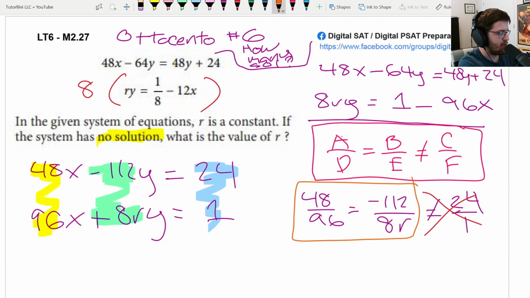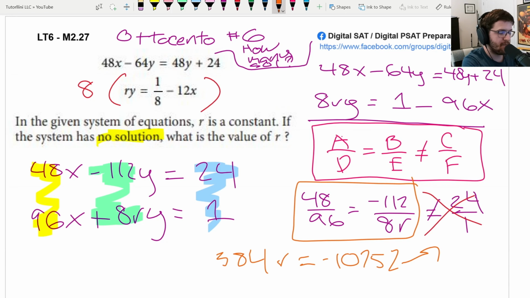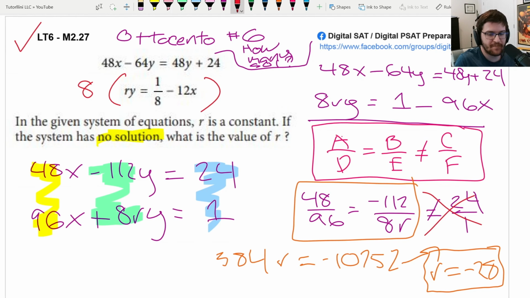And now I'm just going to cross multiply and divide. 48 times 8 is 384r. 96 times negative 112 is negative 10,752. Negative 10,752. And now I'm going to divide both sides by 384 to get r by itself. And I get r is equal to negative 28. And that is the answer. Great.